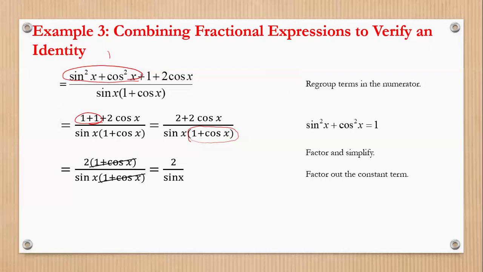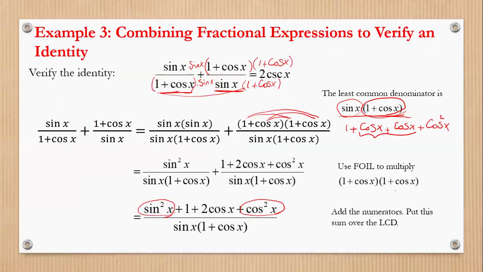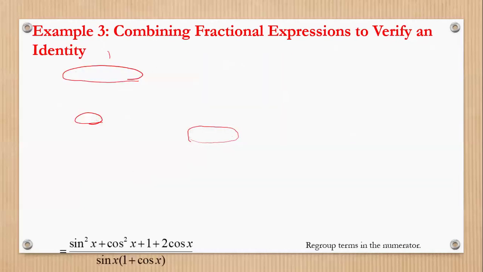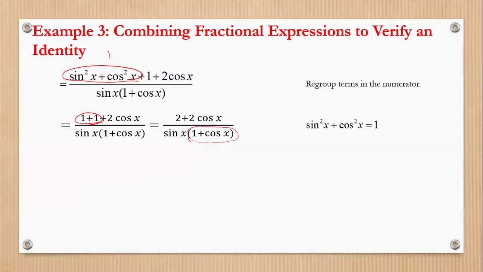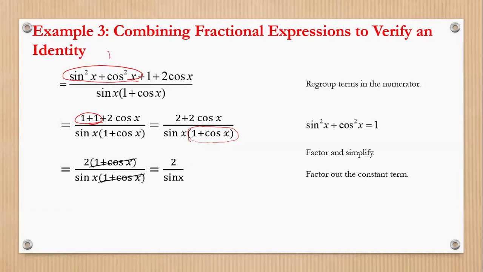Okay, but let's see, what do we have on the other side? At the beginning of the question, we had 2 cosecants. So I expect to get 2 cosecants. So how can we change it to cosecant? You have 2 over sine, which means you can rewrite this as 2 times 1 over sine. And 1 over sine, based on the reciprocal identities, is always cosecant. So it means you are done. You verified the identity and you got the right side.